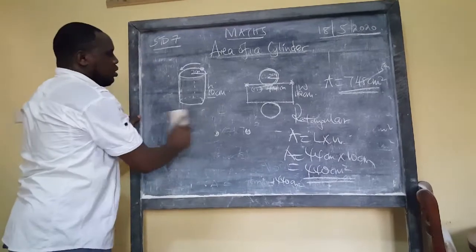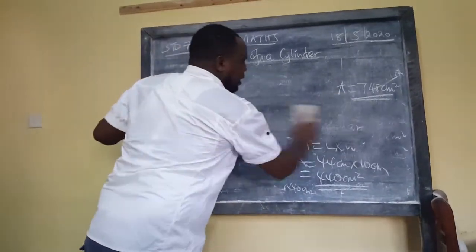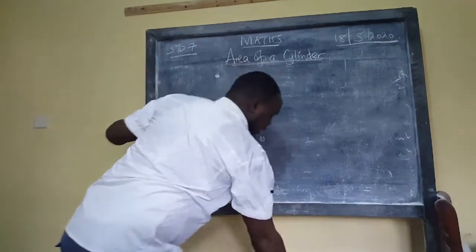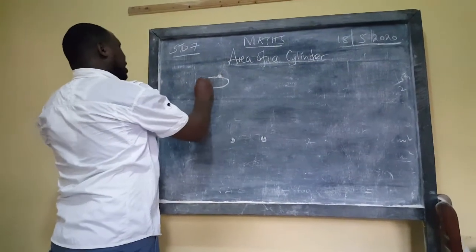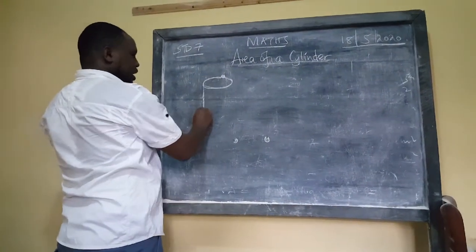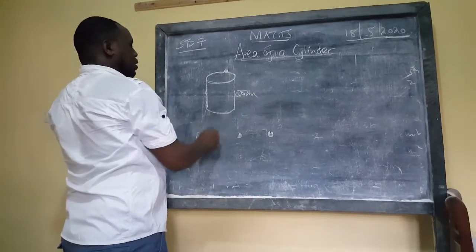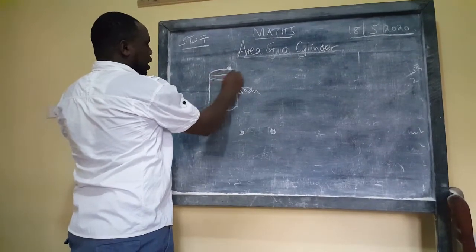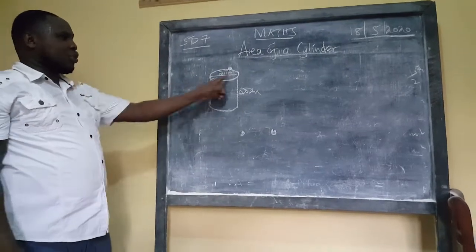Remember, in this case, we are not using any formula. We are just getting the answers from what we know, from what we did last. So we are going to get another cylinder, and our cylinder in this case is going to measure 20 centimeters by, our diameter is going to be 21 centimeters.